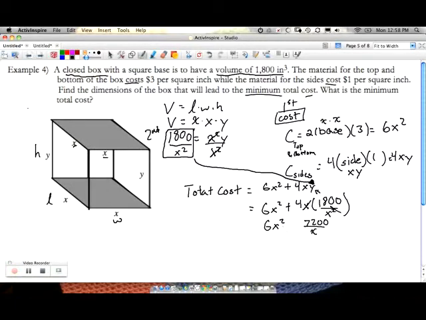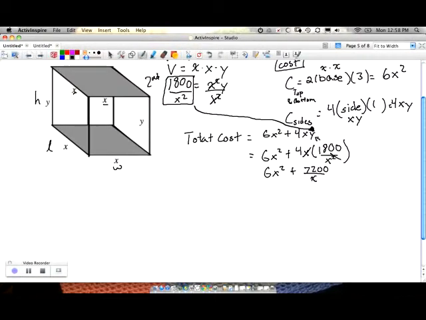and 6x squared. Now, just to make this a little bit more friendly for derivatives, I'm going to go ahead and take that x, and instead of writing it in a denominator, I'm going to write it in the numerator to the negative 1 power. So this is our cost function. We'll call it c of x. We want to find c prime of x. Find that derivative and then minimize it.